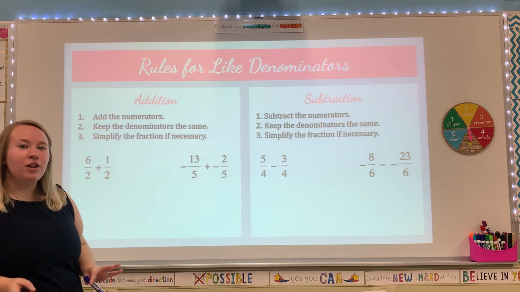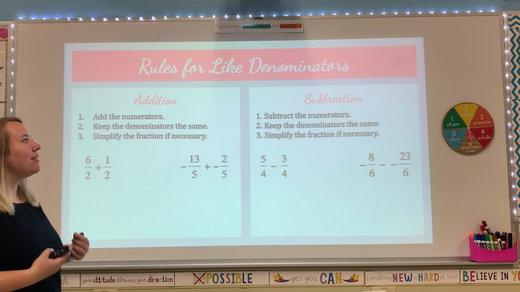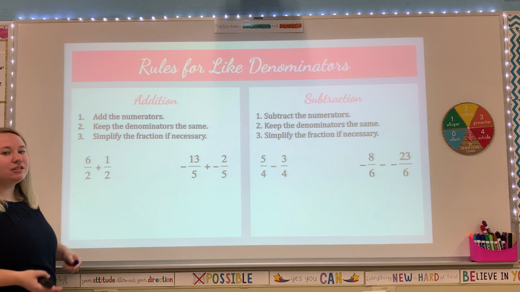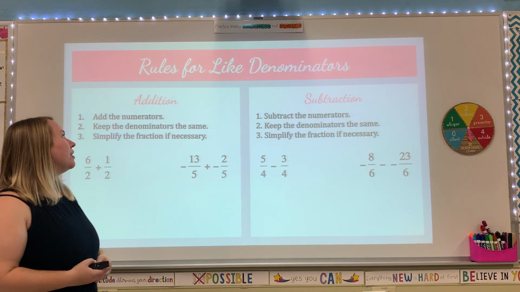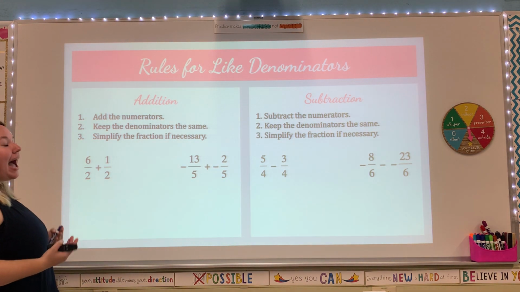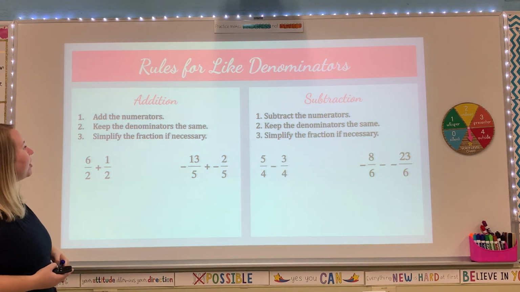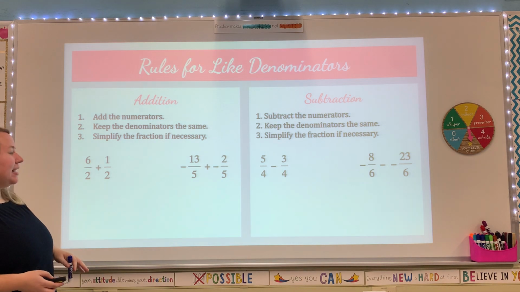So the first thing we're going to look at is rules for adding and subtracting fractions when we have like denominators. So like denominators is when the denominator is the same exact number. So if we have addition, we are going to add the numerators. We're going to keep the denominators the same and then simplify the fraction if necessary.